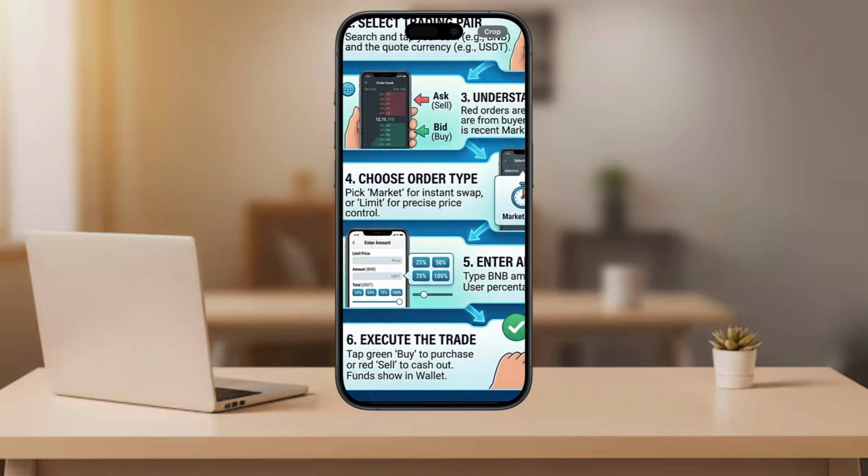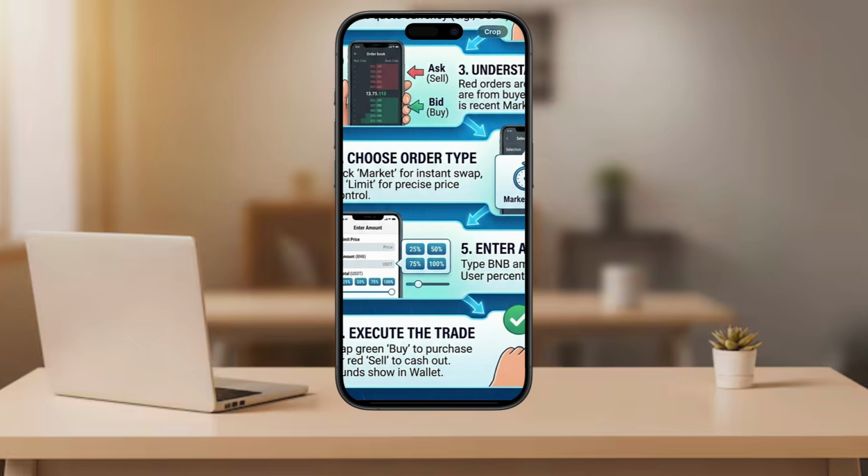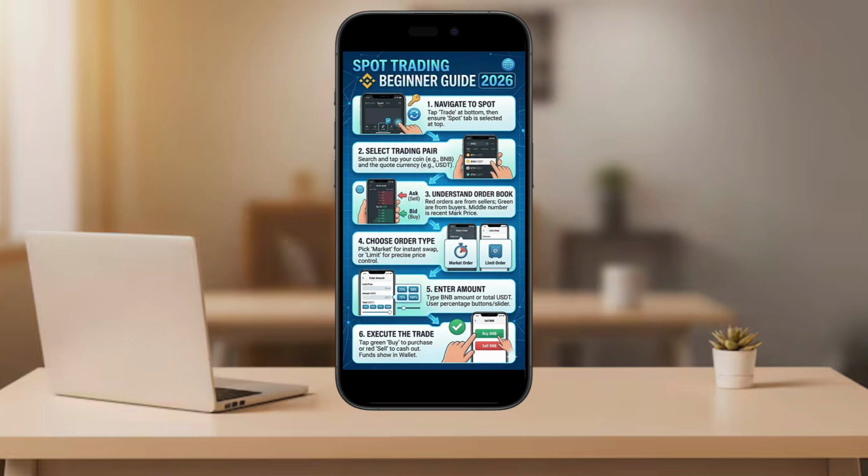Enter the amount that you want to invest, and then you can simply go ahead and execute the trade by clicking on buy or sell.